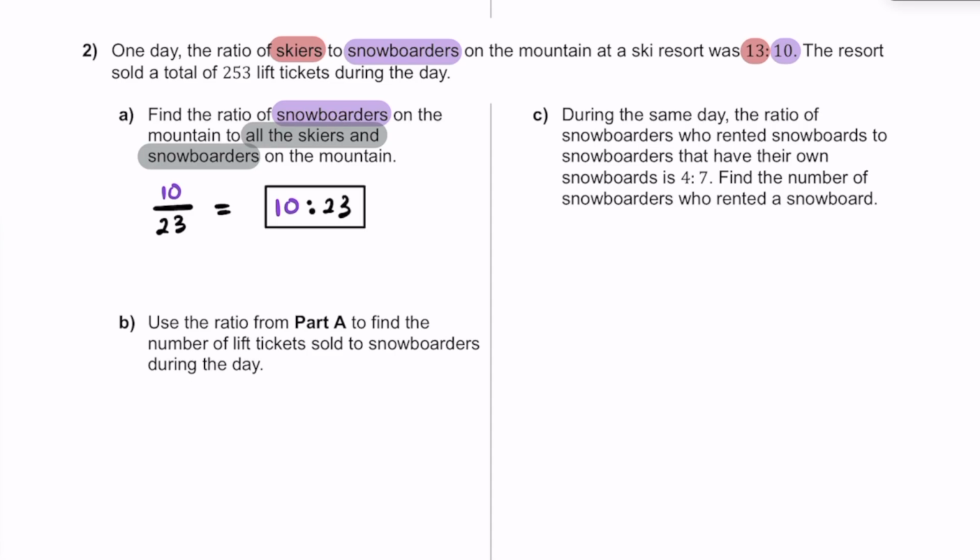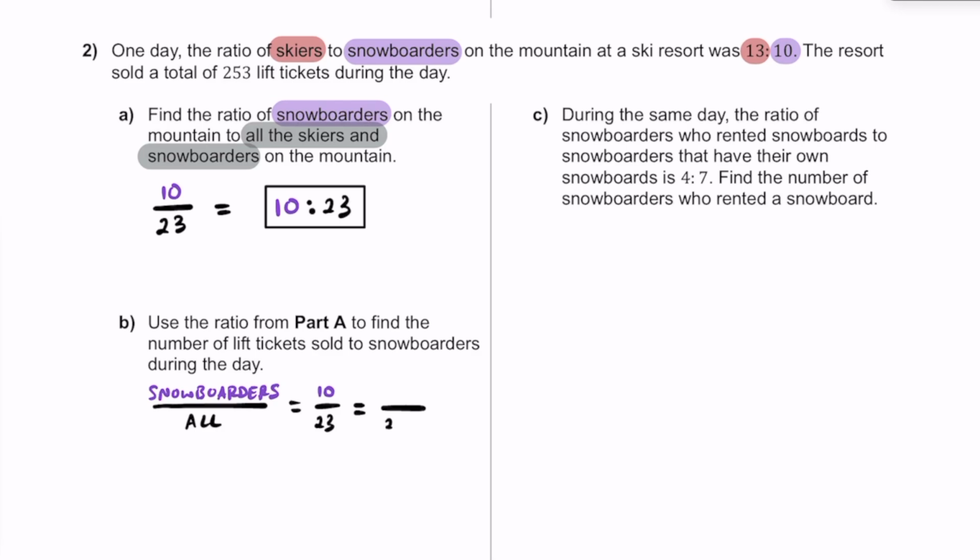All right, part B, it says to use the ratio from part A to find the number of lift tickets sold to snowboarders during the day. So if we set up this ratio of snowboarders to everybody, we kind of already have this ratio. We know it's going to be this 10 to 23. So we can go ahead and just set that up first here. And then it says how many tickets were sold. Well, we know that a total of this 253 lift tickets were sold.